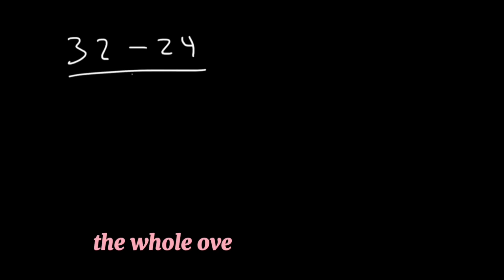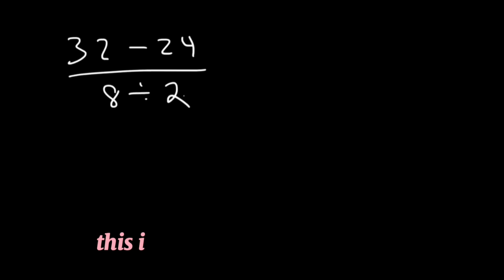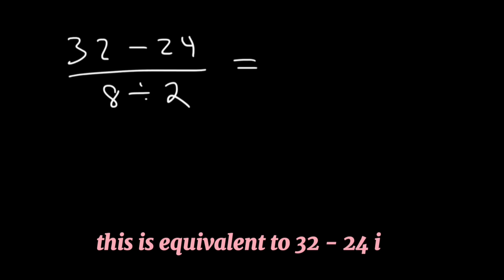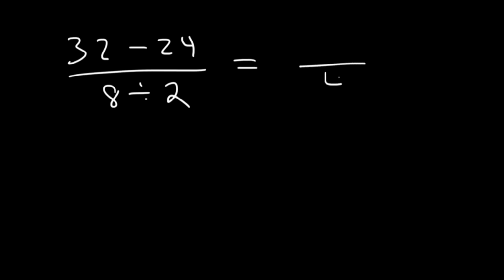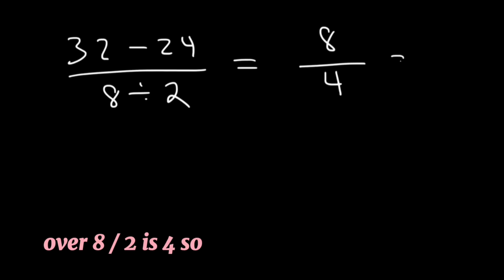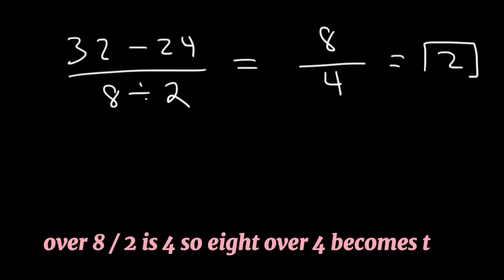Let's do this one again. 32 minus 24, the whole over 8 divided by 2. This is equivalent to 32 minus 24 is 8, over 8 divided by 2 is 4. So 8 over 4 becomes 2.